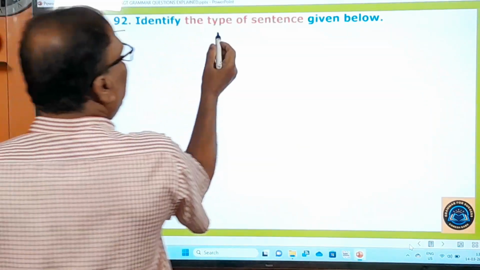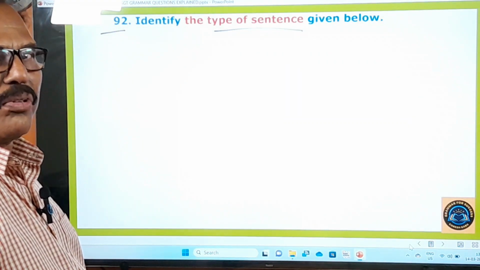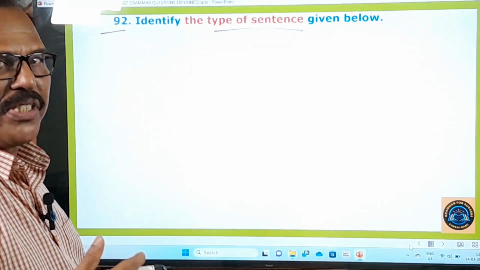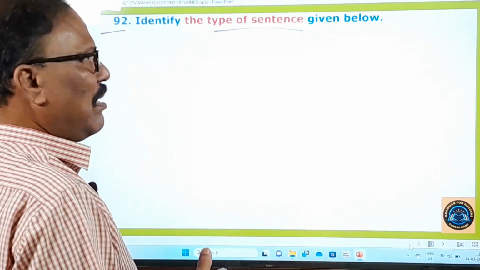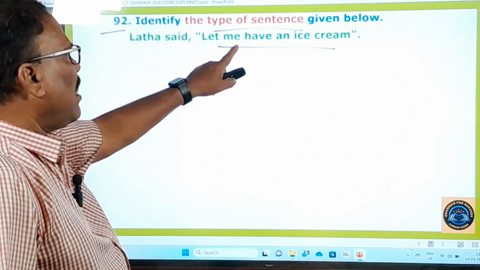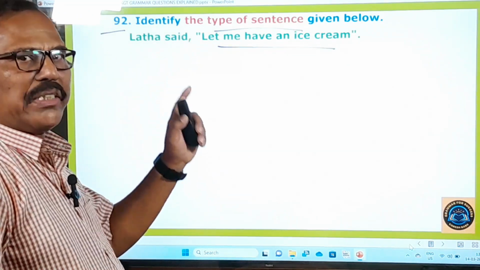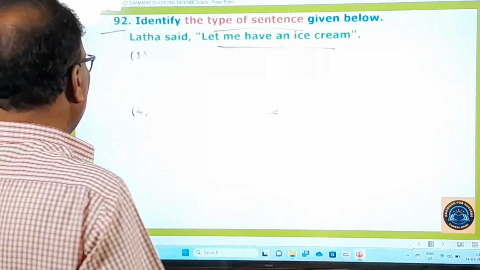92nd one. Identify the type of sentence given below. He is asking you to choose the type of the given sentence. Lata said, let me have an ice cream. This is the sentence. What kind of sentence is that? What type of sentence is that? Let us look at the options.